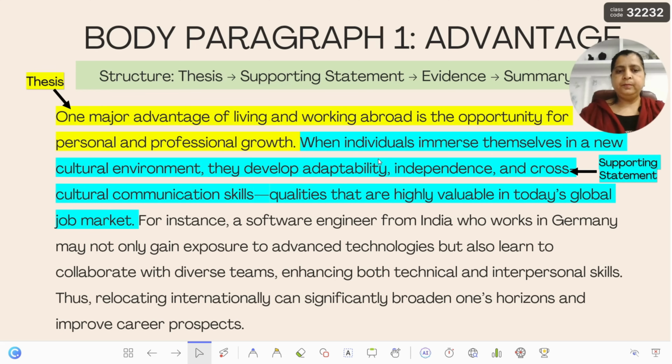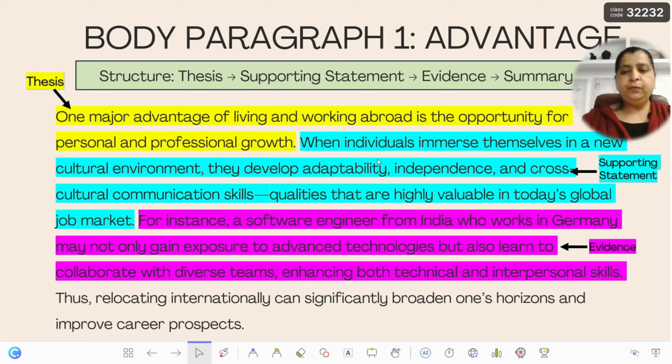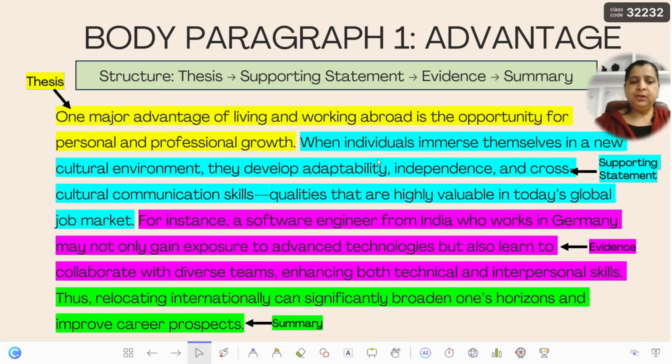For instance, a software engineer from India who works in Germany may not only gain exposure to advanced technologies, but also learn to collaborate with diverse teams, enhancing both technical and interpersonal skills. You have provided the evidence for the thesis. And finally, thus relocating internationally can significantly broaden one's horizons and improve career opportunities. With this sentence, you have summed up your paragraph.